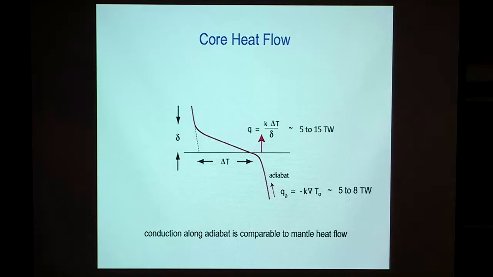Should we stop for this question, or should we introduce this first? I just want to point out the difficulty of the phrase conduction along an adiabat. Yes. Because the definition of an adiabat is the thermal gradient you get in the absence of heat conduction.